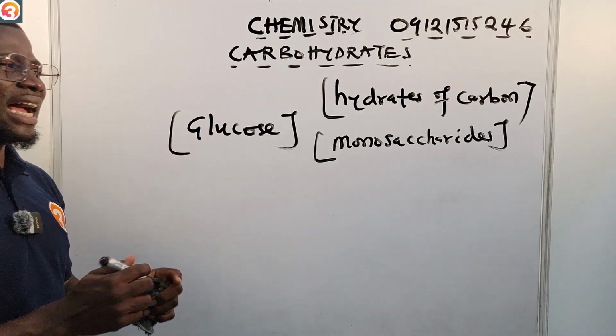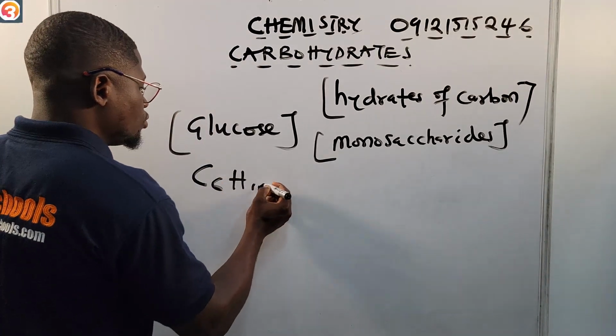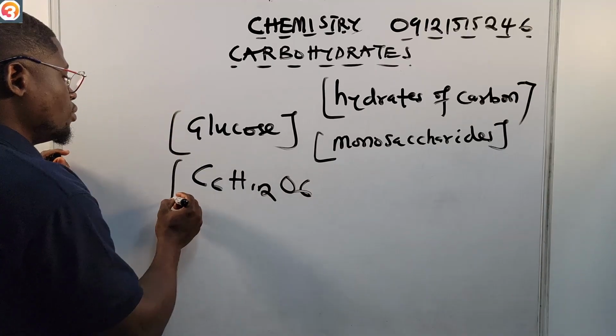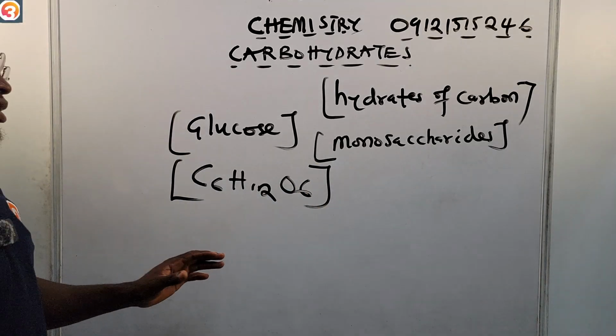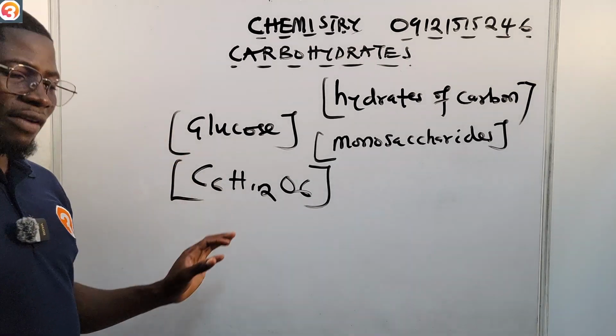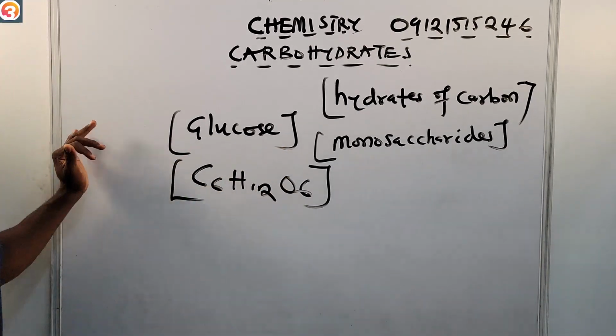Glucose has the formula C6H12O6. This is the formula of glucose. C6H12O6. It has 6 carbon atoms, 12 hydrogen atoms, and 6 oxygen atoms. This is our glucose.